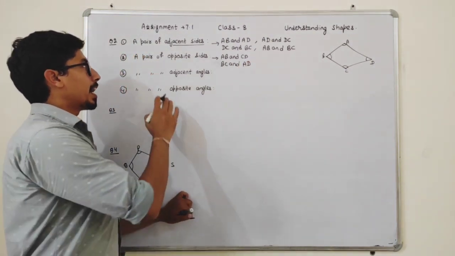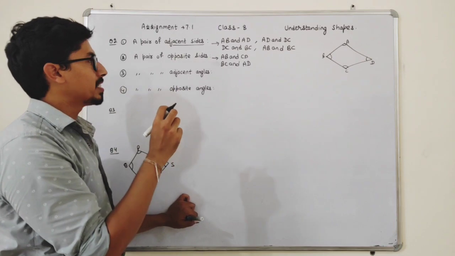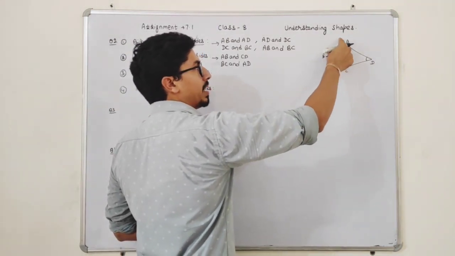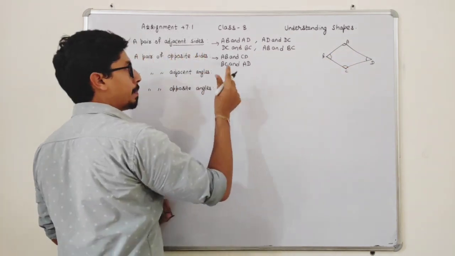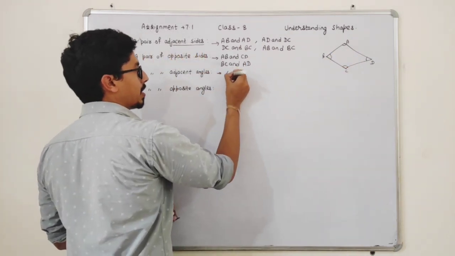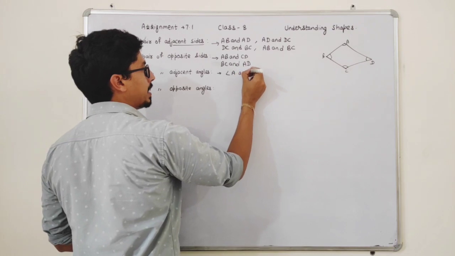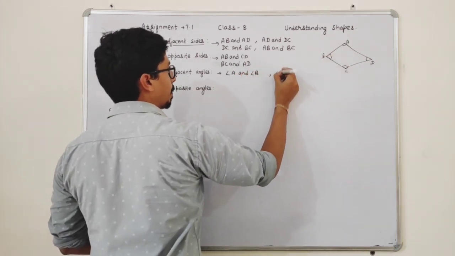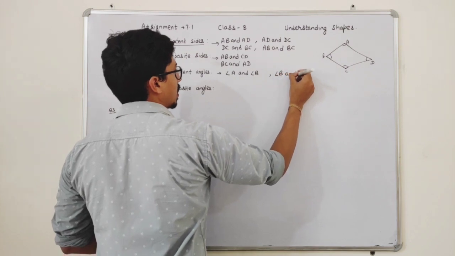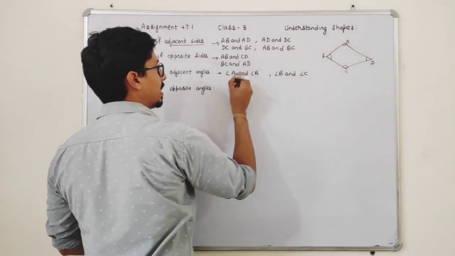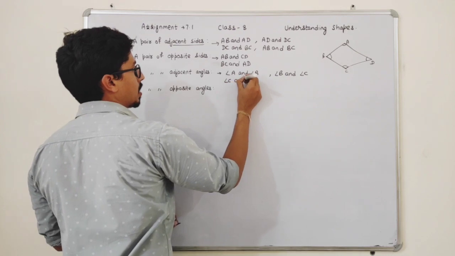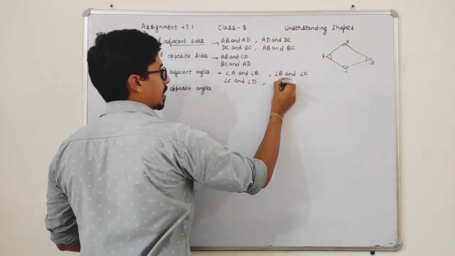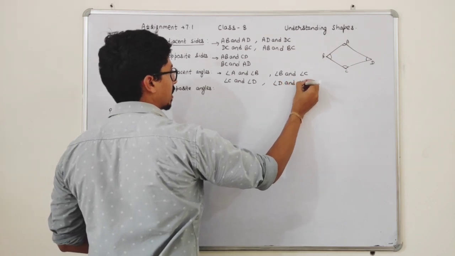Now the third part, I have to mention the pair of adjacent angles. That means angles on the same side. See, A and B are on the same side, AB. So the answer is angle A and angle B, B and C, C and D, D and A.